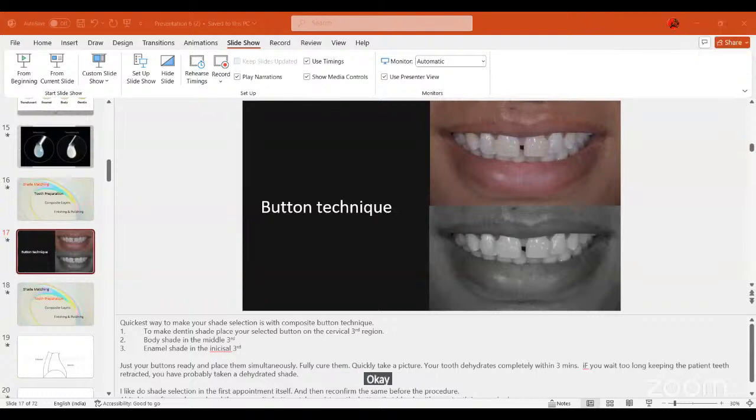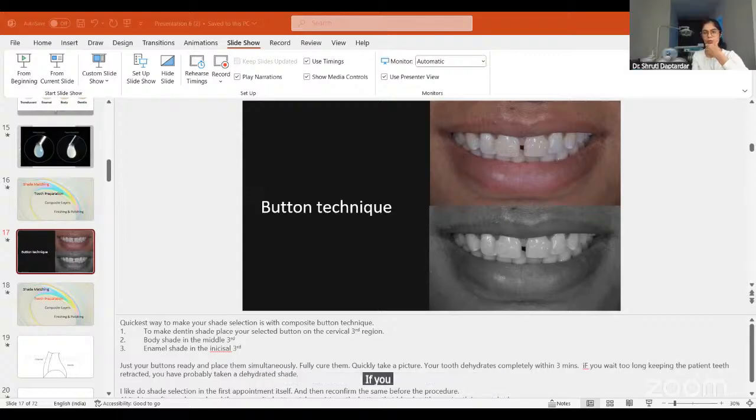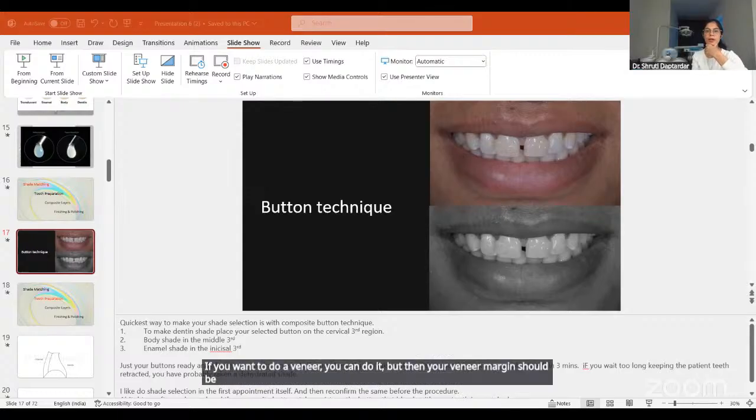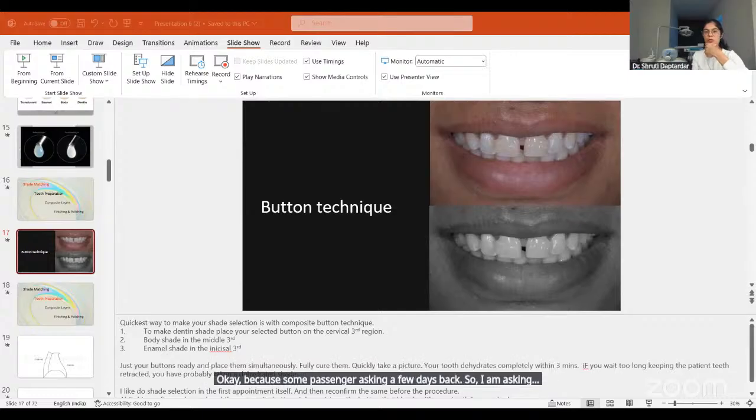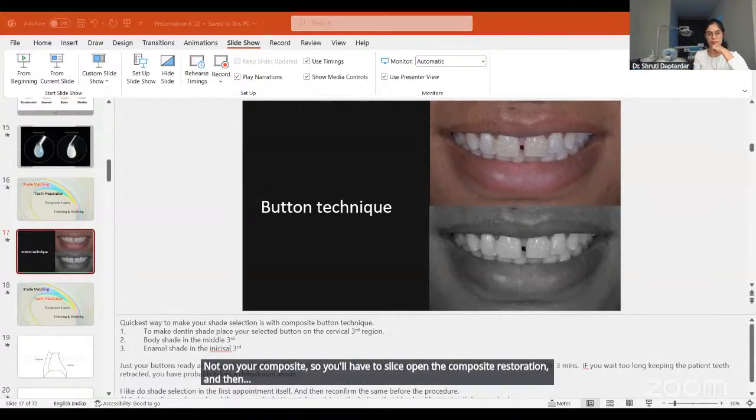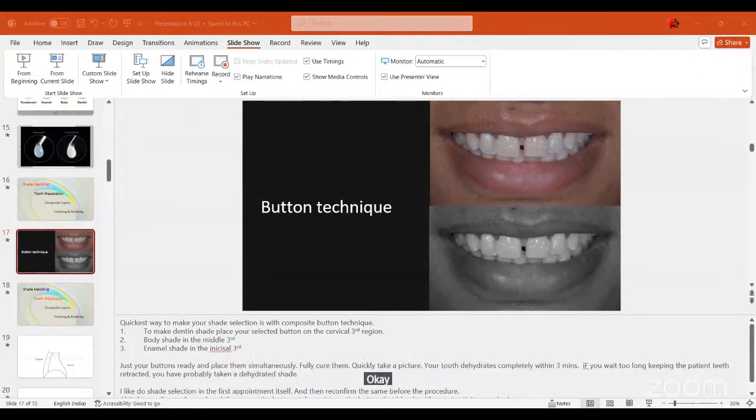Okay, because some patients were asking a few days back. If you want to do a veneer, you can do it, but then your veneer margin should be on sound enamel, not on your composite. So you'll have to slice open the composite restoration and then prep it. Okay. Ma'am, for extra support, any type of fiber we can place?